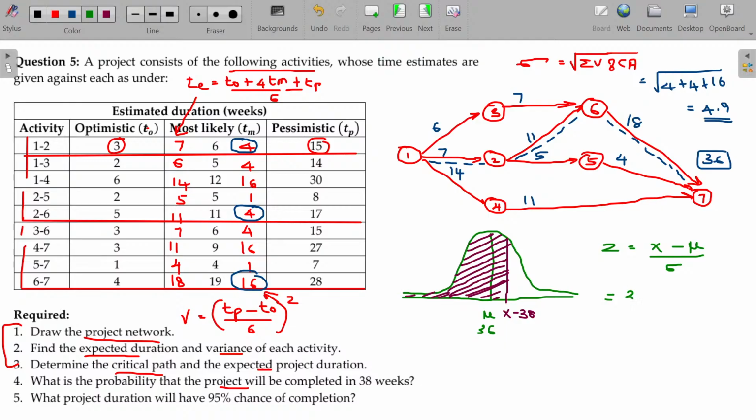X in this case being 38, mu being 36, standard deviation we calculated being 4.9, then the ultimate value is 0.41. Now you have to find out the probability for this value. If z is 0.41, then you have to find out the probability.